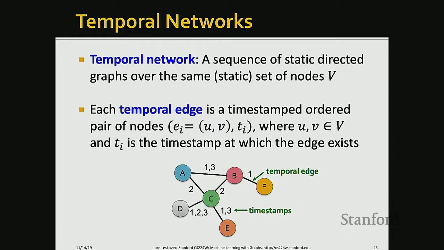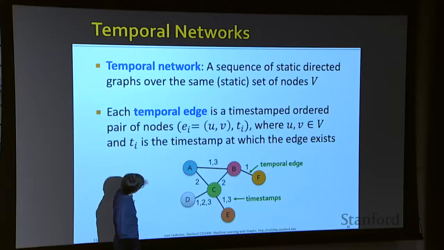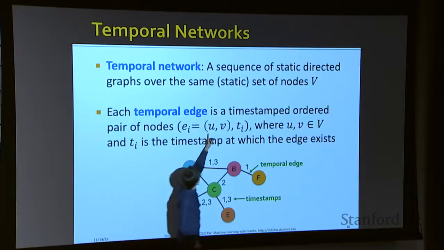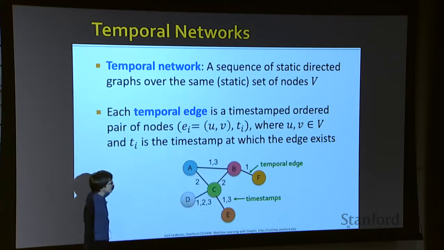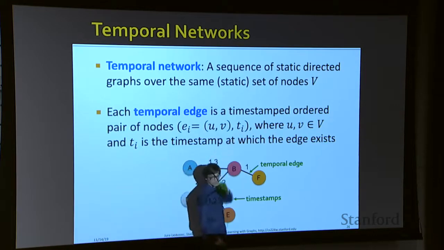What we will do now is we'll say, can we be more faithful to how nodes and edges are coming and leaving? So we will define this notion of temporal networks, where a temporal network is a sequence of static graphs over the same set of nodes. And each temporal edge is a timestamped ordered pair of nodes, where ti is the timestamp at which the edge exists, right?